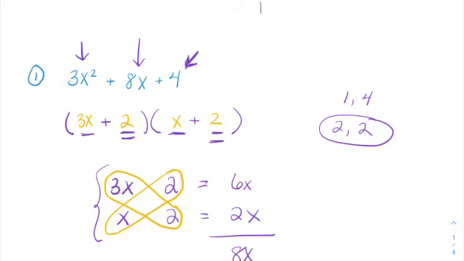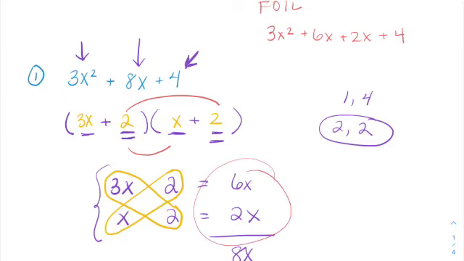So if I do my FOIL, my first, outer, inner, last, I get 3x squared. That's first. And then my outers would be 6x. My inners would be 2x. And my lasts are positive 4. And you can see we had the outers and the inners right here. That's what we were trying to figure out, is what can these outers and inners be so that when I combine my like terms, it adds up to 8x.